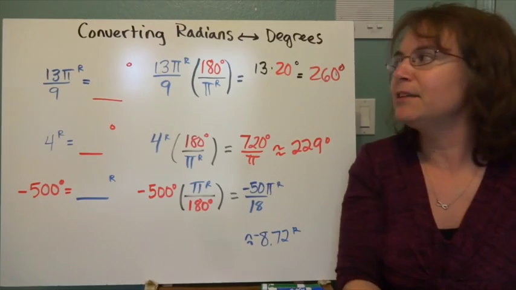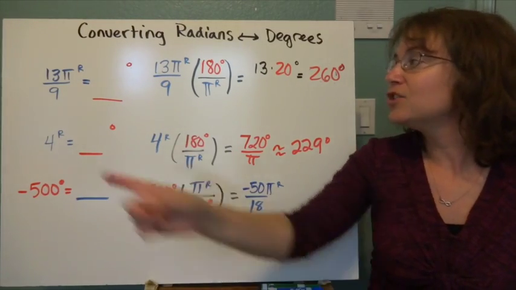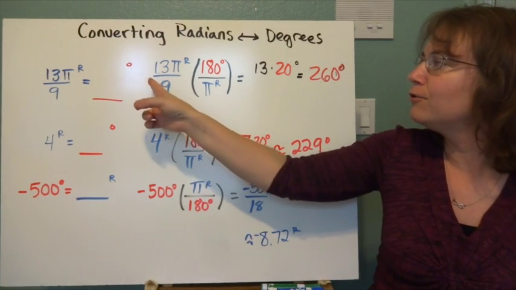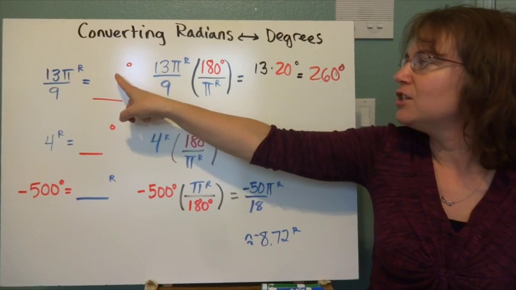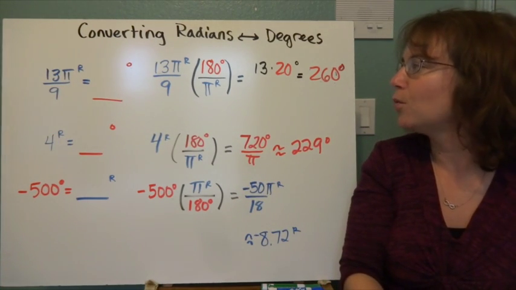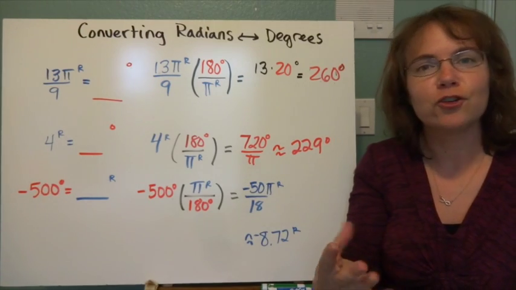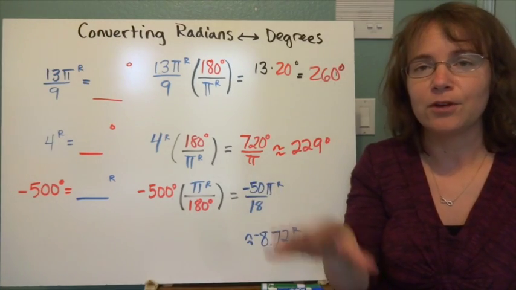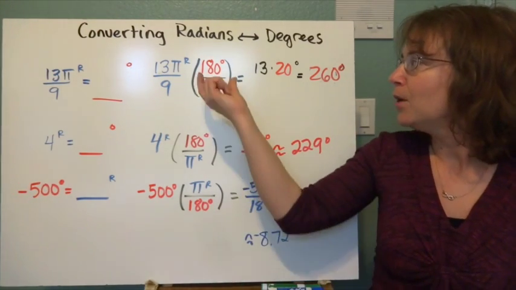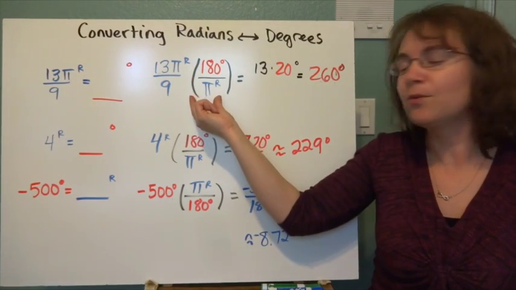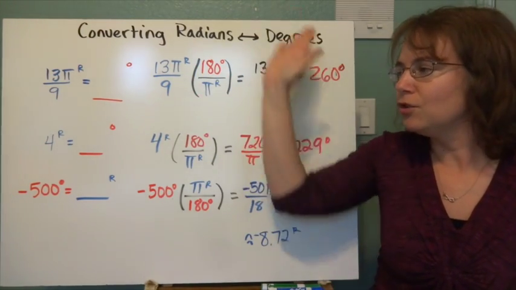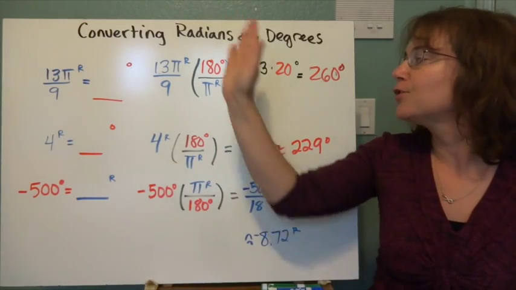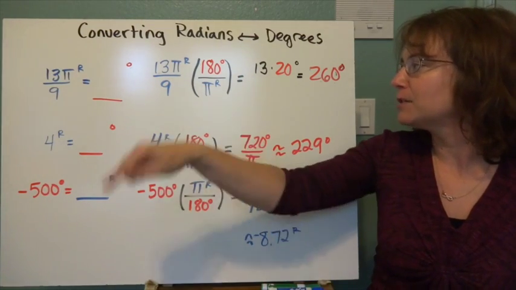So say we have 13 pi over 9 radians. Now that's not on the unit circle. We didn't divide our unit circle into ninths, and so we need to convert to our degrees. And to do that, we're going to multiply by a special 1. And it's a special 1 you use as a conversion factor. So like for example, you've probably done this before, from inches to feet, where you have 12 inches equals 1 foot. Well, we have 180 degrees equals pi radians. Now that's just knowing that a straight line is 180 degrees, and it's also our measure for pi. It's also our measure of radians, and that measure is pi.